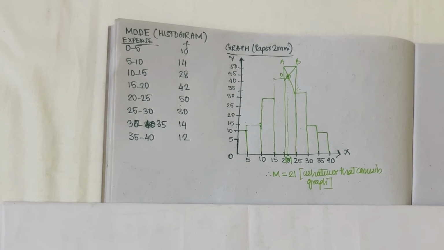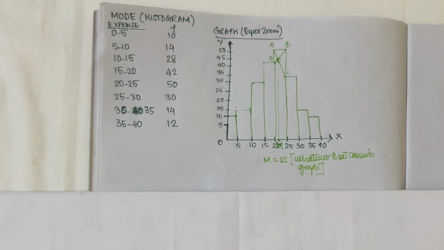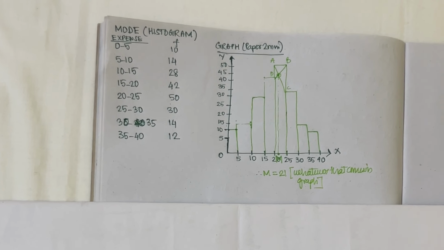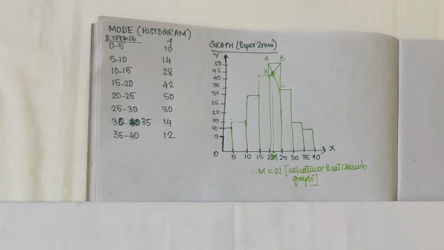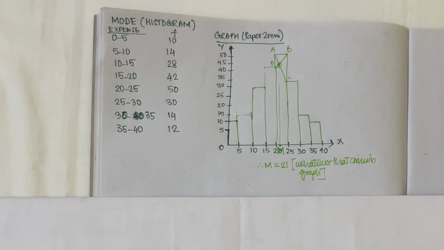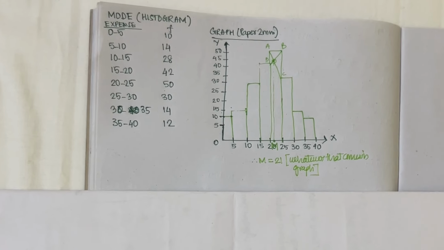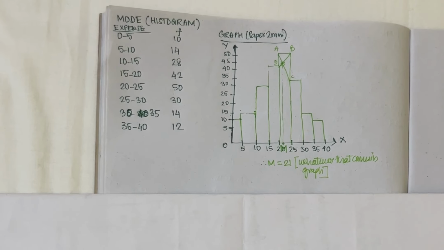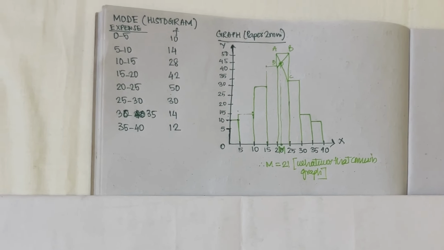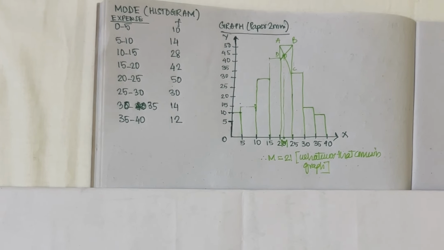Now you can see the 20 to 25 histogram has the largest value. So we are going to take A to C one line and D to B one line. The point where the x intersects we are going to draw a dotted line from it. That becomes our mode value, that is 21. And whatever you plot that in the graph is your original value.